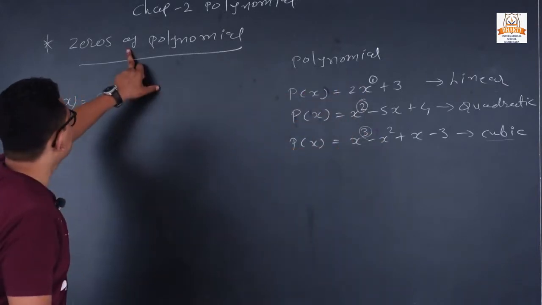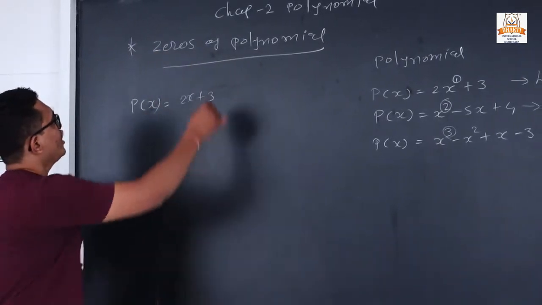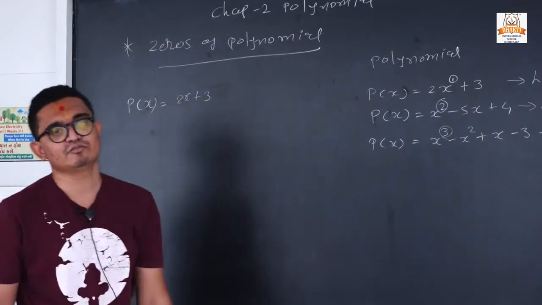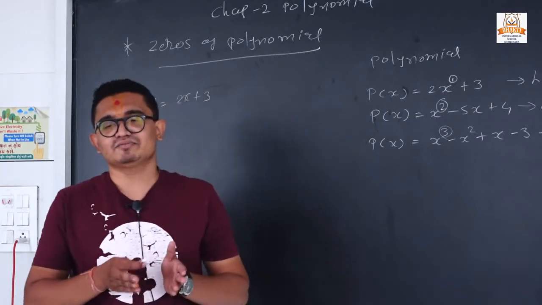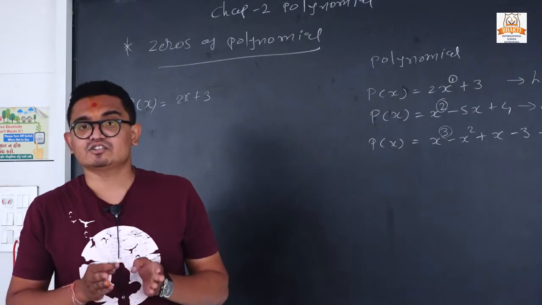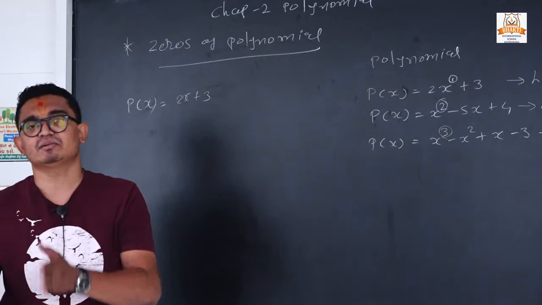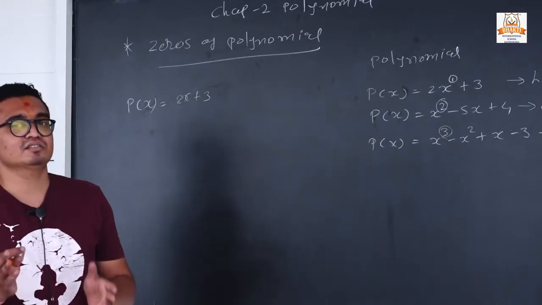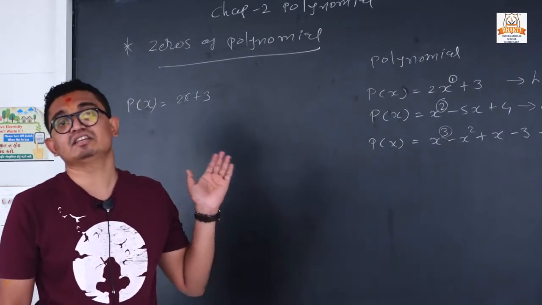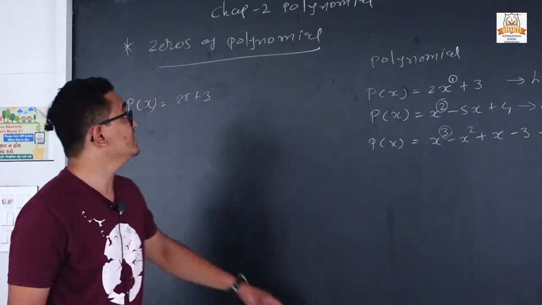Today we are going to learn the topic zeros of polynomial. First of all, what is zero? Here they are not talking about the value 0, but about how we can find the zeros of a polynomial. It is a very important topic, because our exercise 2.1 depends totally on zeros of polynomials.